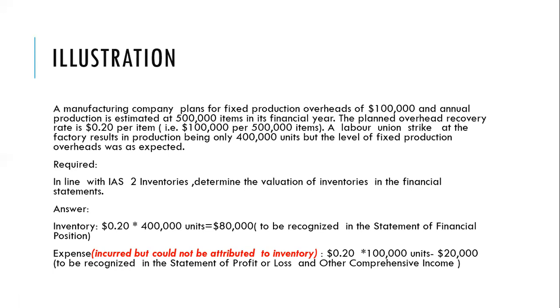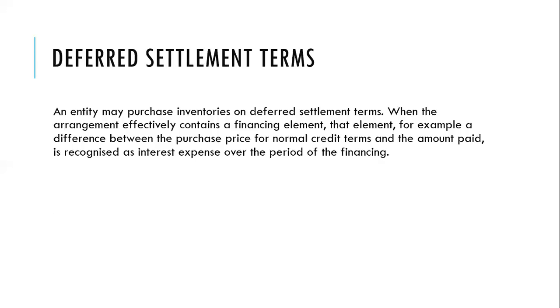But remember, we actually have a fixed production overhead of $100,000. So what happens to the rest of the fixed production overhead, which is $20,000? We have to expense that. That $20,000 cannot be added to the valuation of the inventory, according to IAS 2. So that extra $20,000 that you cannot add to the cost of inventory, you have to expense it. That is what IAS 2 is saying.